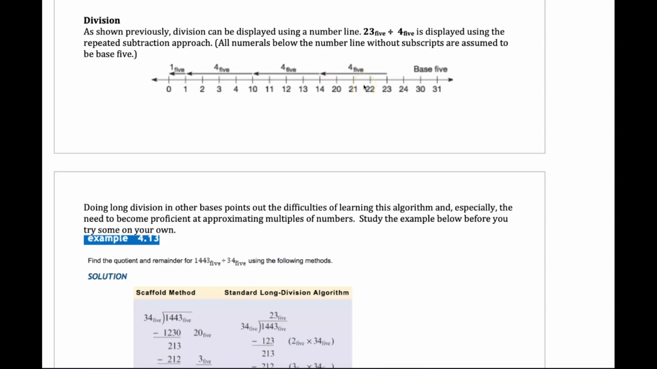We're going to look at now the division algorithm for base 5. And we said, as with base 10 elementary school students, this is one of the most difficult algorithms. The same is true for base 5 because the conceptual understanding is needed. But first, looking at 2, 3 divided by 4, right?